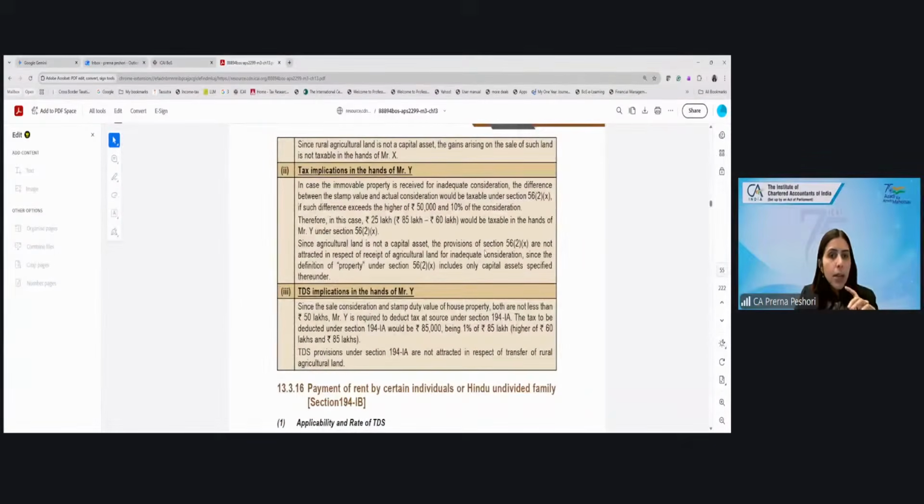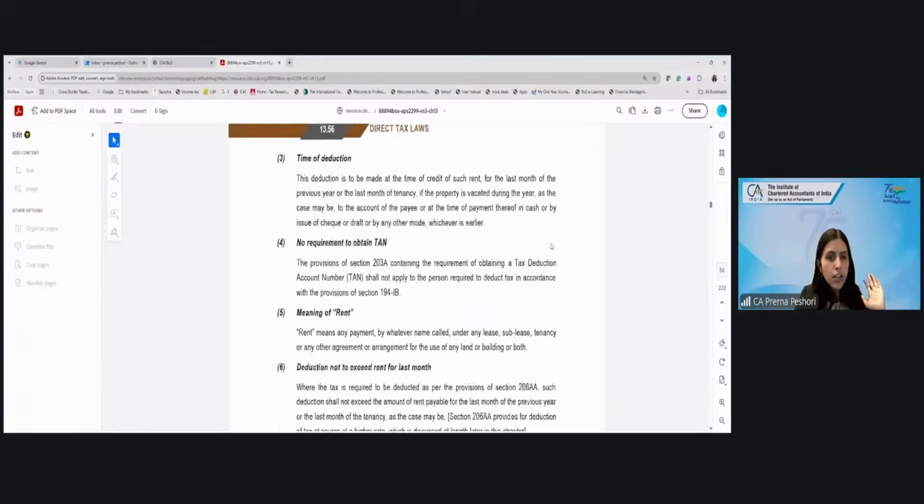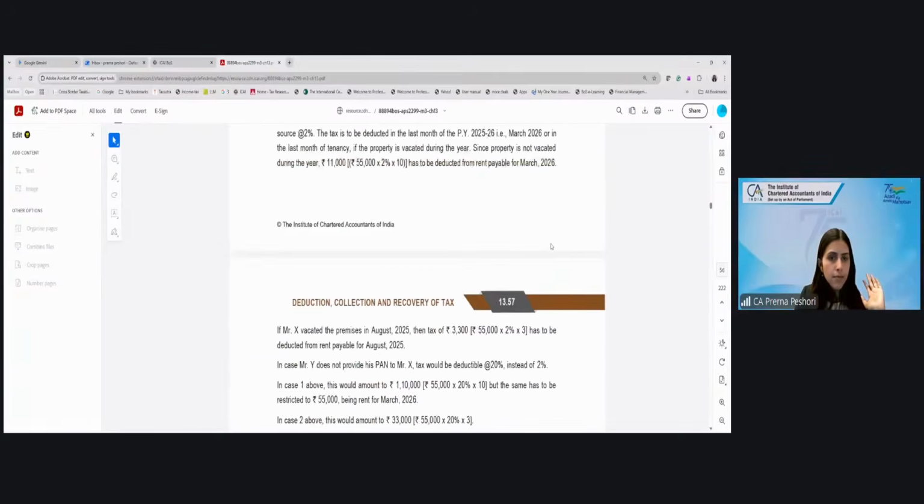What will be the TDS implication? Simple. Since the stamp duty value and the sale consideration is more than 50 lakh, Y is required to deduct the TDS. On what amount? On the higher of the stamp duty value or the sale consideration. Stamp duty value is higher, 85 lakh. So on that, we will have to deduct the TDS. And for rural agriculture land, TDS will not be attracted. Are we clear? Yes, ma'am.